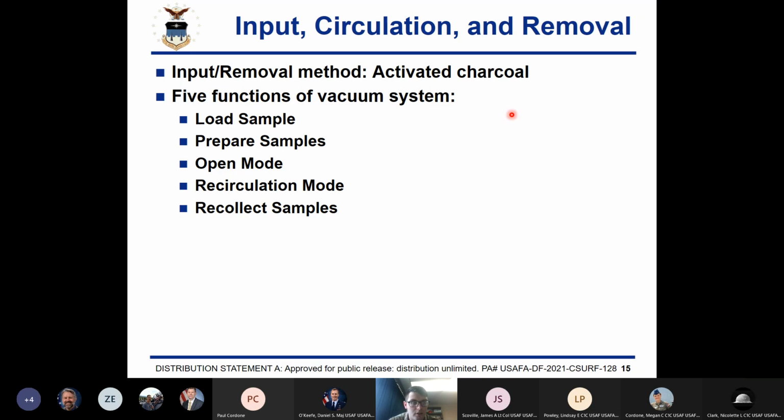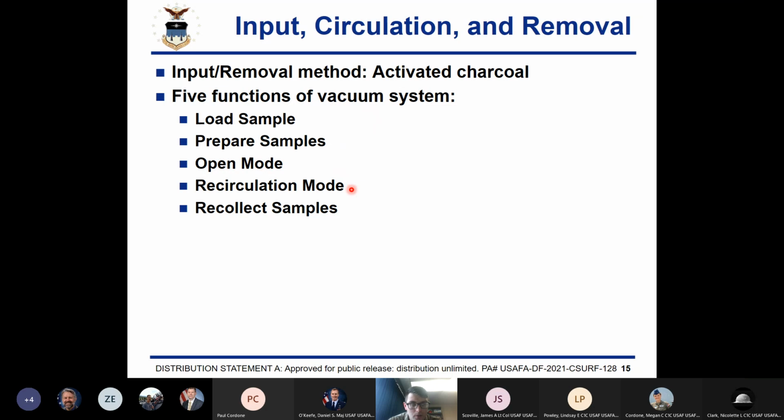First, it needed to be able to load our sample. Second, it needed to be able to prepare it by mixing it with argon, which is just a step that helps some of the other components of our systems run more smoothly. Third, we need an open mode, which is where when we're done with our xenon, we can just dump it into the atmosphere. Obviously, we won't be doing that with our radioisotopes, but we do also do experiments with stable xenon where we need this open mode.